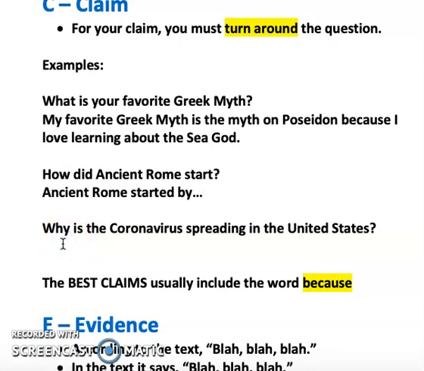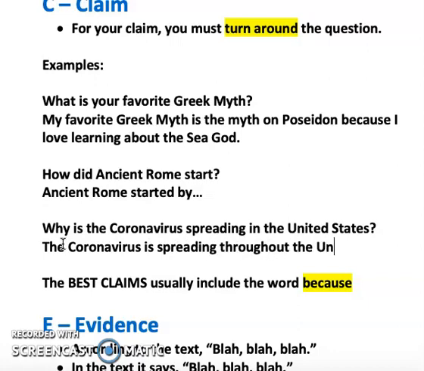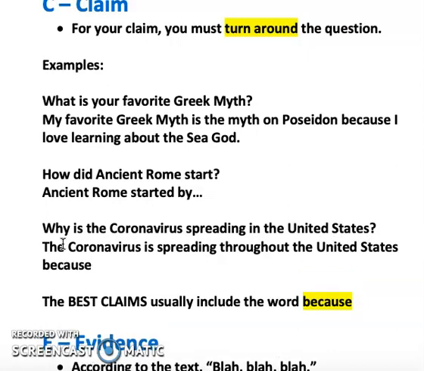Last example. Why is the coronavirus spreading in the United States? For this example, to turn around the question, you would start, the coronavirus is spreading throughout the United States because, and you would answer that.